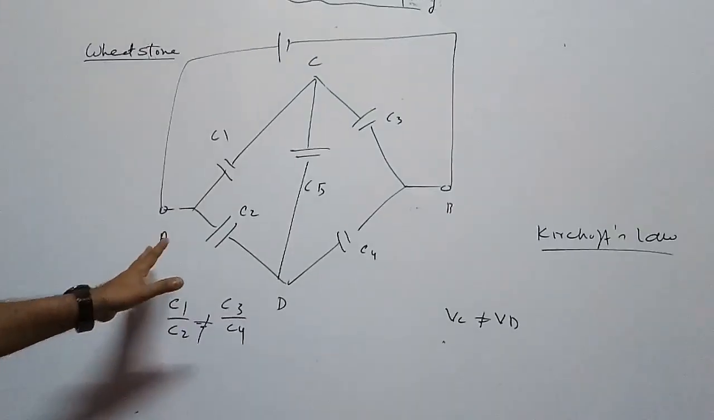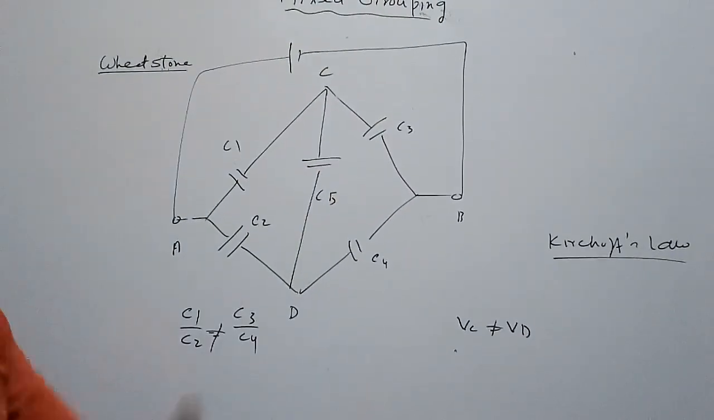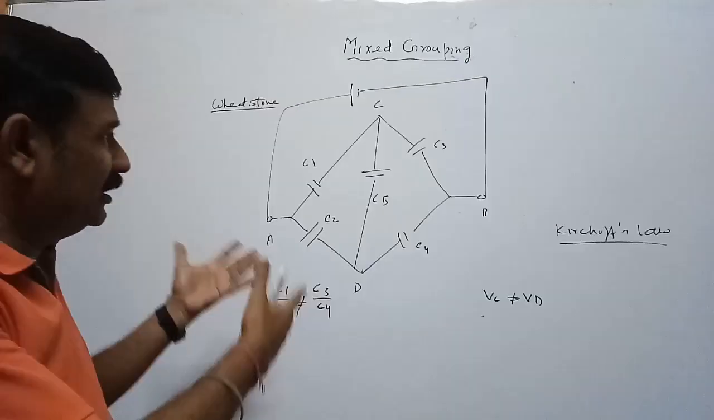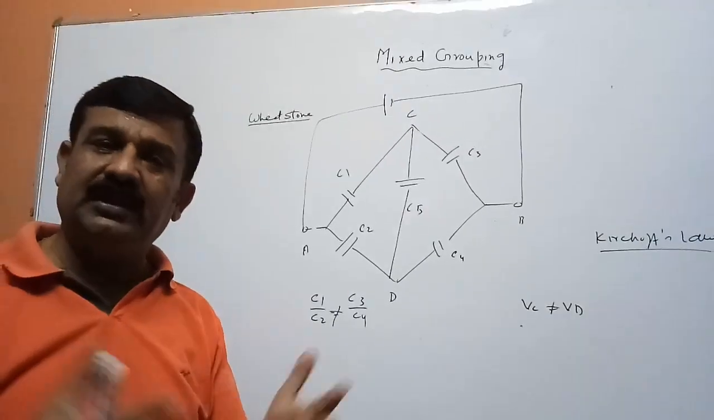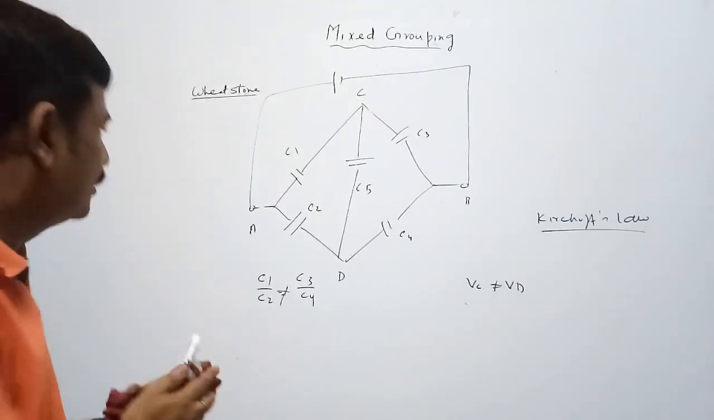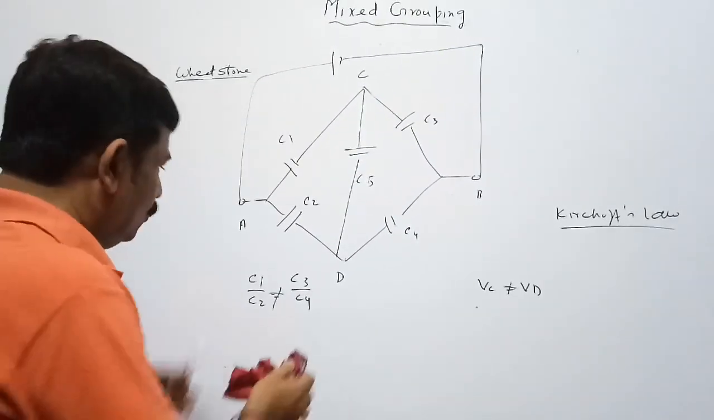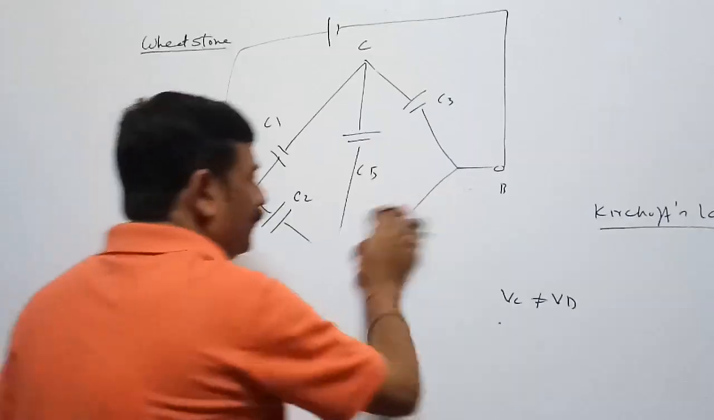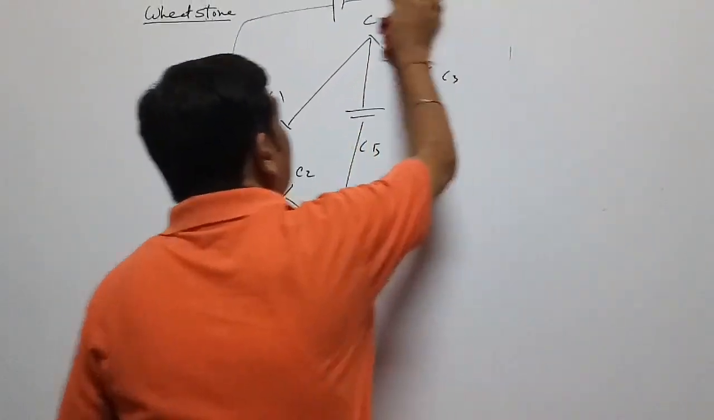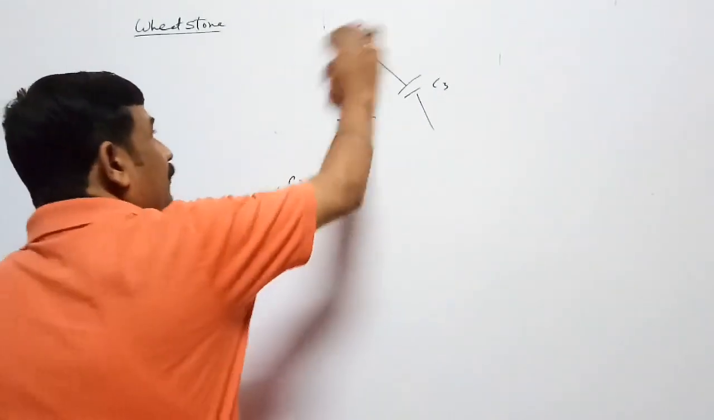When the bridge is balanced, there is no need to apply Kirchhoff's law. Kirchhoff's law is applicable only when we are not able to guess how many resistors or capacitors are in series and how many are in parallel. Now dear students, sometimes though 5 capacitors or 5 resistors are present, they are not connected as shown in the figure.